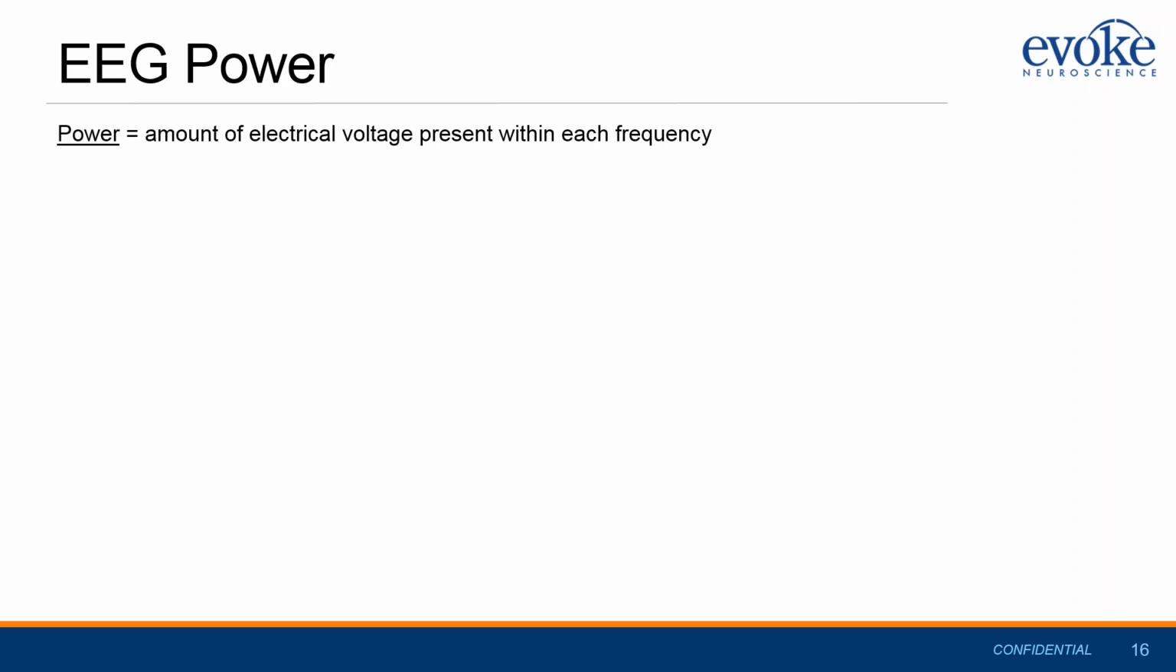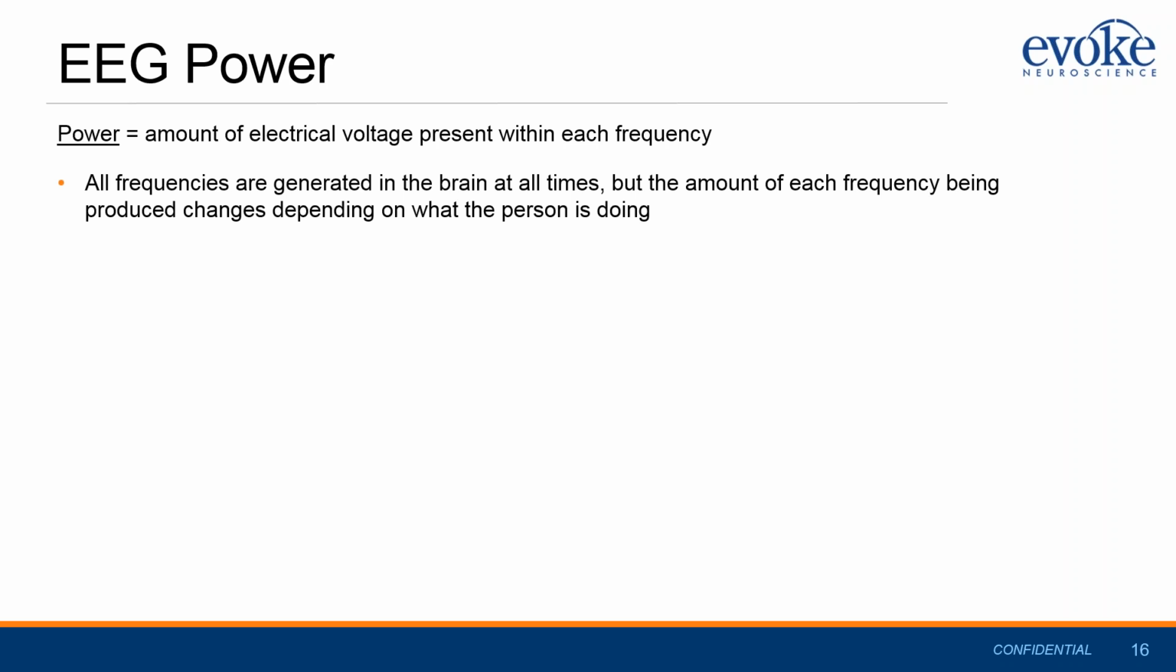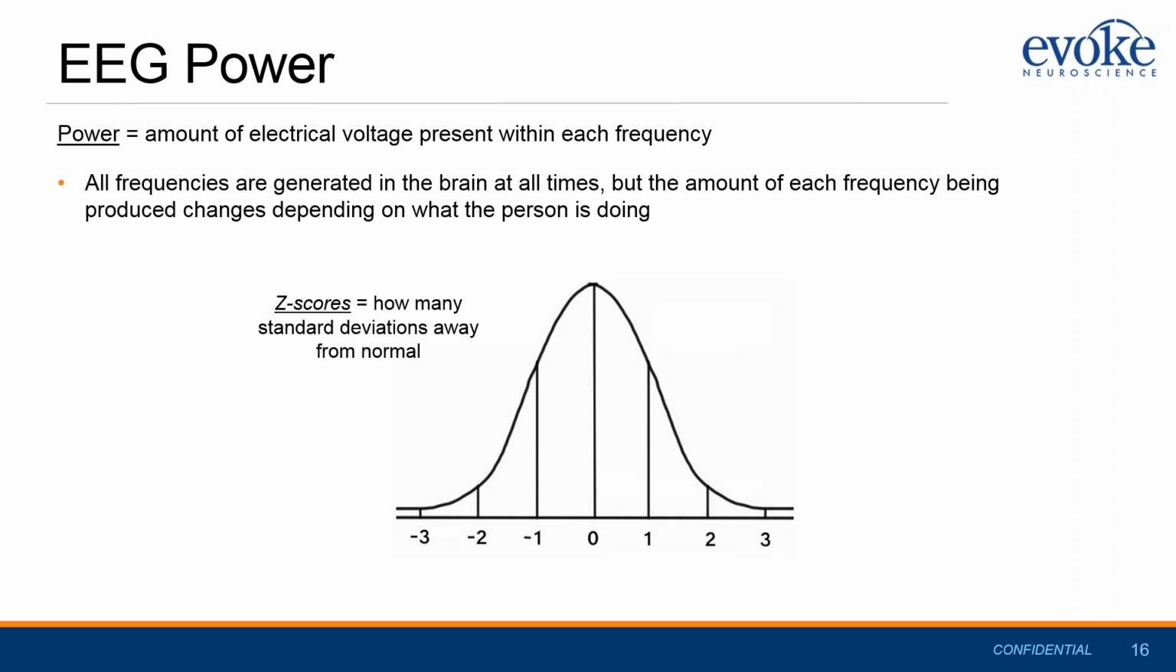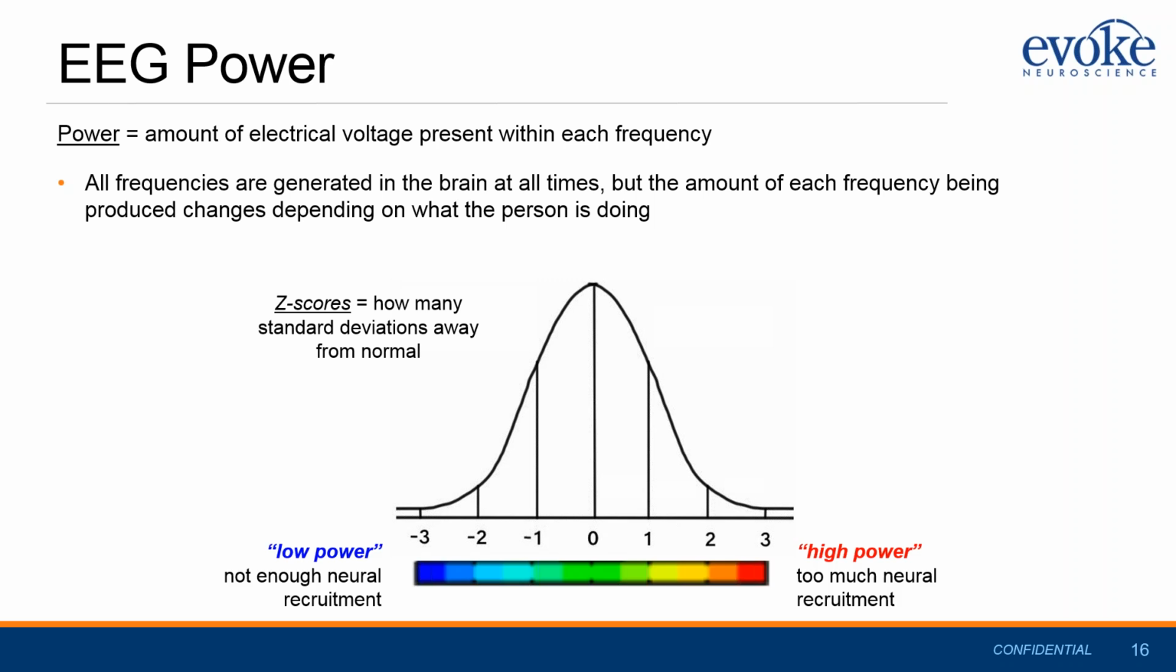Okay, so power is the amount of electrical voltage present within each frequency. So I want to note that all frequencies are generated in the brain at all times, but it's the amount of each frequency being produced that changes depending on what the person is doing. Right, so we measure the amount of each frequency in terms of z-scores. How many standard deviations away is my patient from the norm?